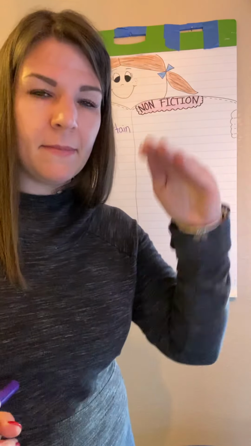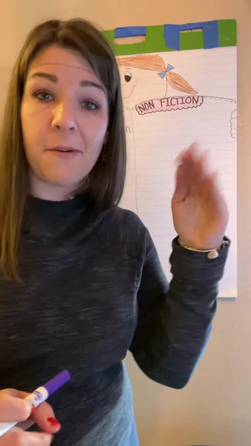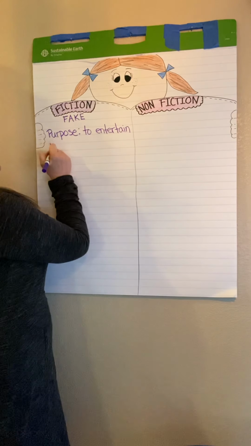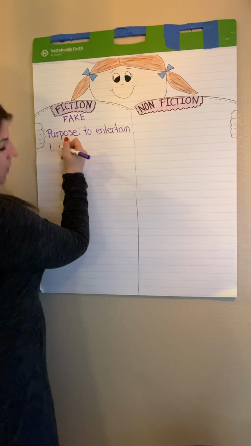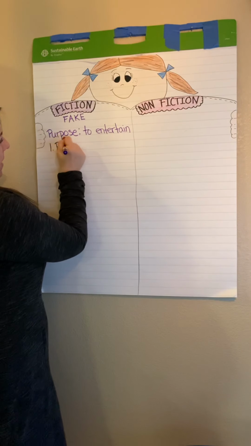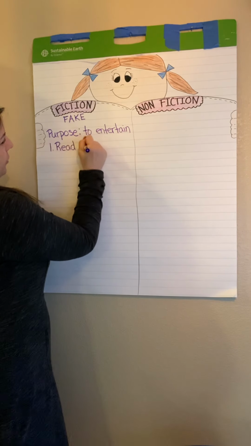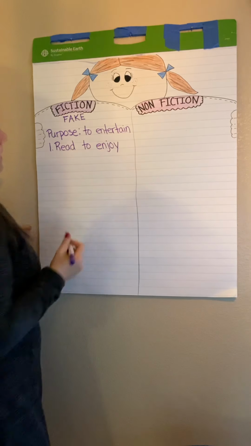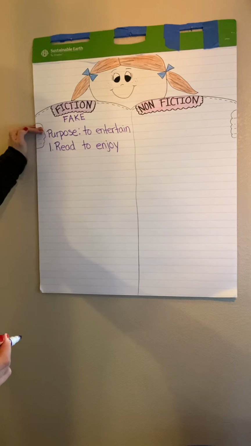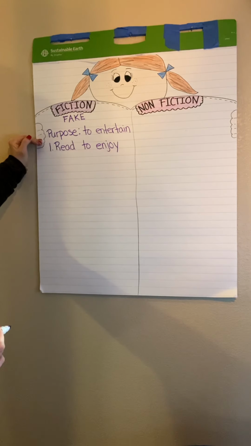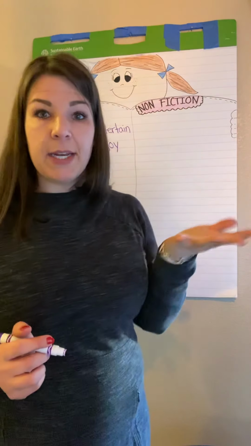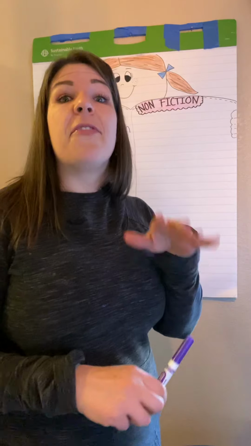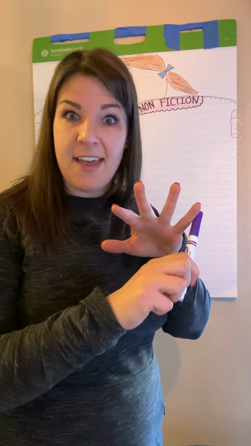Now I'm going to name a couple of things about a fiction book, okay? So one, we read fiction books to enjoy, okay? Read to enjoy. They are fake. Their purpose is to entertain us. We read them to enjoy. We also read in order, just like we've been talking about with our 5-finger retell. Okay, we read in order. We have the beginning, the middle, and the end.